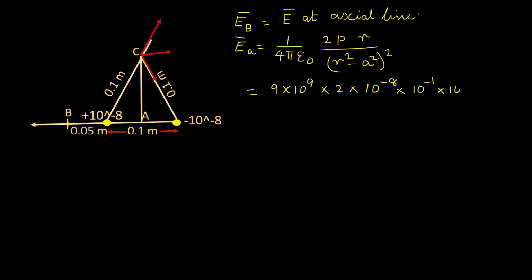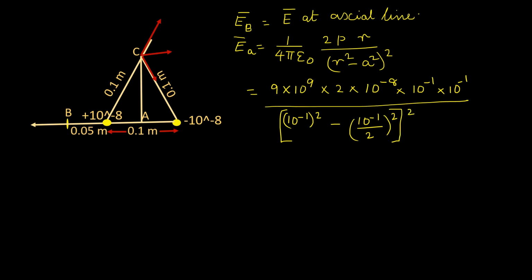So again, into 10 raised to minus 1, the whole divided by r square, 10 raised to minus 1 raised to 2, minus a square. A square is 10 raised to minus 1 divided by 2, that is half of 2a, the whole raised to 2. Then the whole raised to 2. This will become equal to 10 raised to minus 8 and 10 raised to minus 1. This is 10 raised to minus 9. And this 10 raised to 9 will get cancelled.